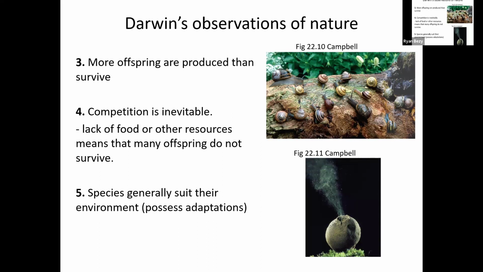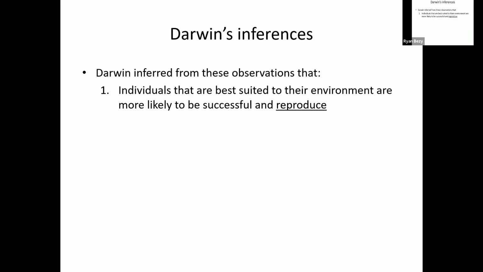Okay, so these were a series of observations he made, and what Darwin then did is he put them all together. And from that, he made some hypotheses or inferences. From all of those 5 points, the things he observed happening out in the natural world, he proposed that individuals that are best, I almost prefer better, suited to their environment are more likely to be successful and therefore also more likely to reproduce.